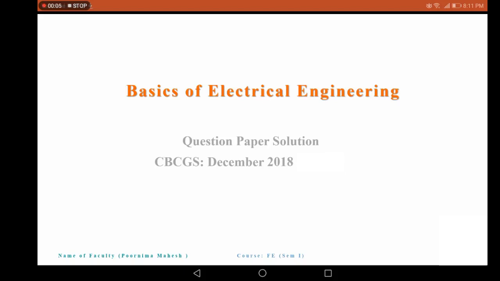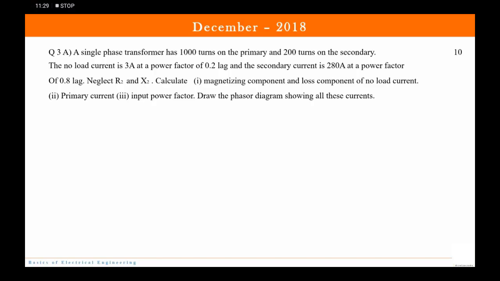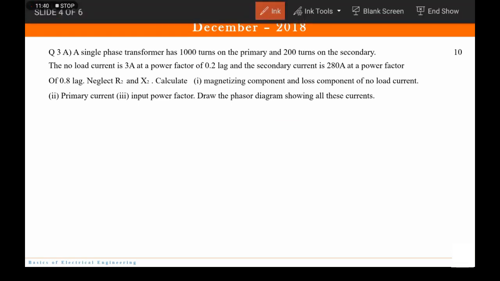Now we are solving the December 2018 question paper, and in today's class we are going to see the second part. The next question says that a single phase transformer has 1000 turns on the primary and 200 turns on the secondary. It means NP is 1000 and NS is 200. Then it says that the no load current is 3 amperes.